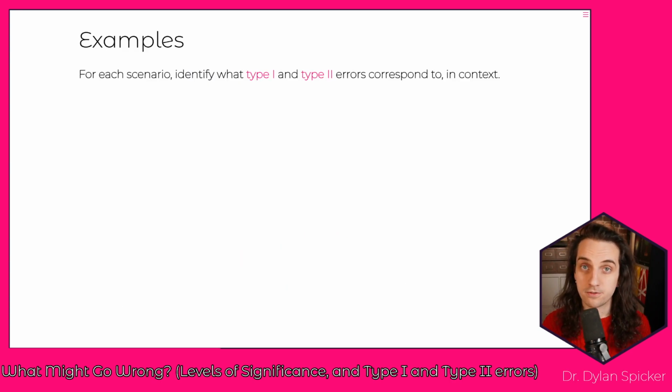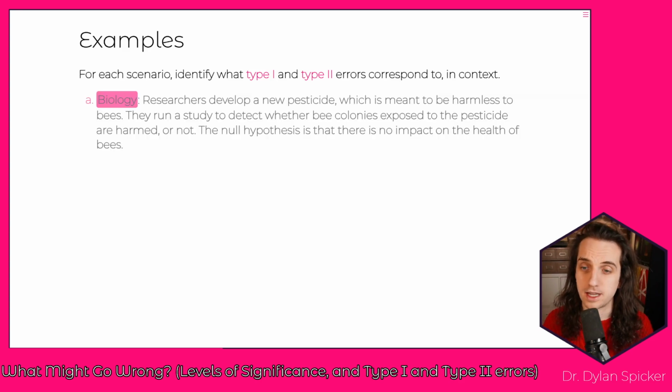Okay. So for the following examples, what we'll try to do is just identify in words, corresponding to the given scenarios, what a type 1 and type 2 error actually represent. So in the first scenario, we have researchers developing a new pesticide, and it's meant to be harmless to the populations of bees. So they're running a study to detect whether or not the bee colonies exposed to the pesticides are harmed. In this case, their null hypothesis is that there is no impact on the health of bees. And so we have to think, what is going to be a type 1 and a type 2 error? The type 1 and type 2 error are always going to be defined based on our null hypothesis here, right? So the null hypothesis is that there is no impact on the health of bees.